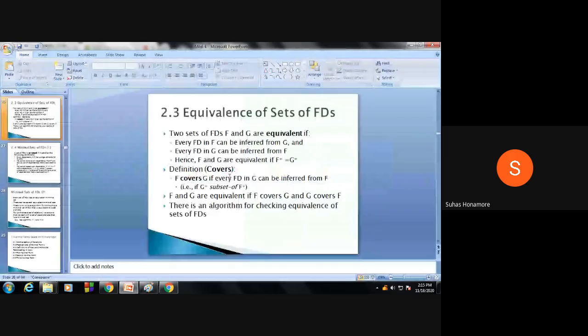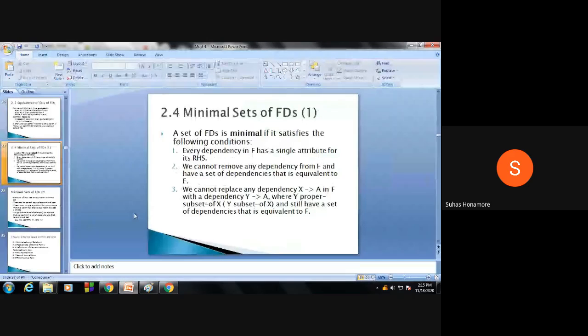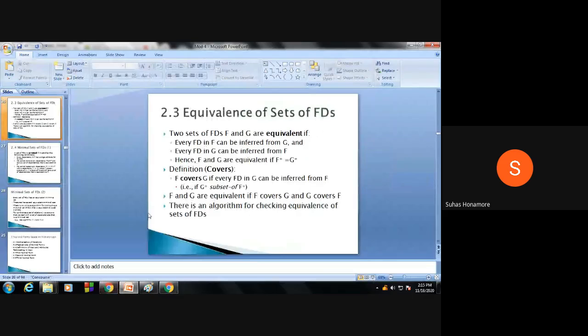What is a minimal set? The minimal set we'll study after going through normalization.